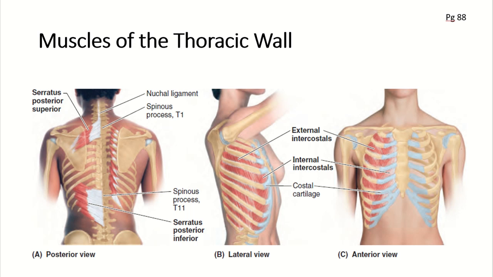The inferior internal intercostal muscles are continuous with the internal oblique muscles that are in the anterolateral abdominal wall, and the internal intercostal muscles are most active during expiration, right, when we're actually breathing outwards.